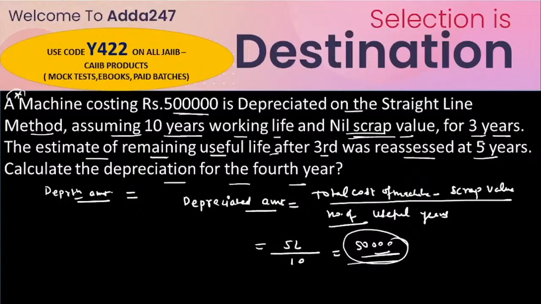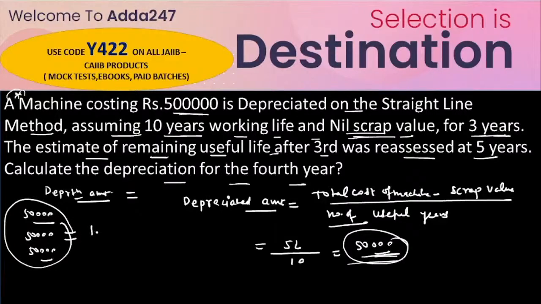Okay, after that, another thing is mentioned here: assuming a 10-year working life and nil scrap value, for the 3 years. That means for 3 years it will be depreciated by 50,000 rupees every year. For the first year it is depreciated 50,000, for the second year 50,000, and for the third year also 50,000 rupees. So the total sum would be 1.5 lakh rupees, isn't it?